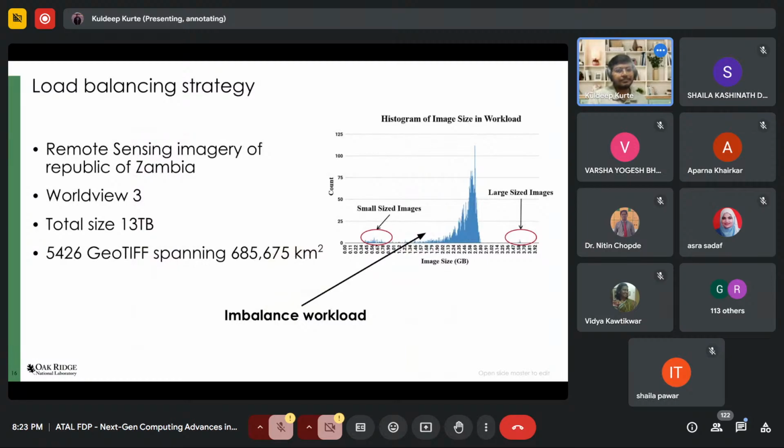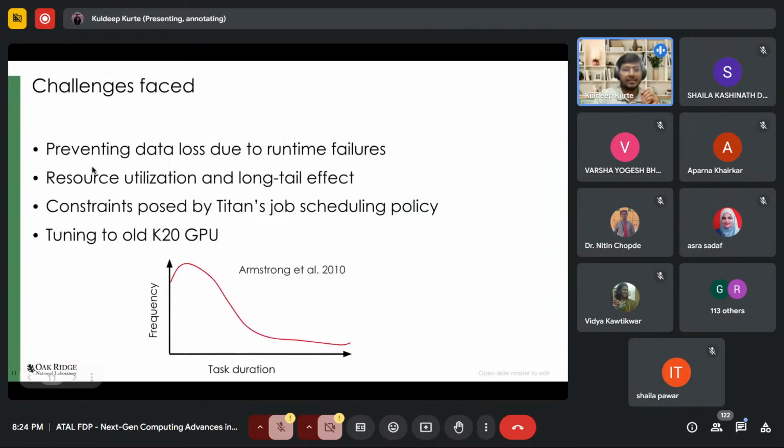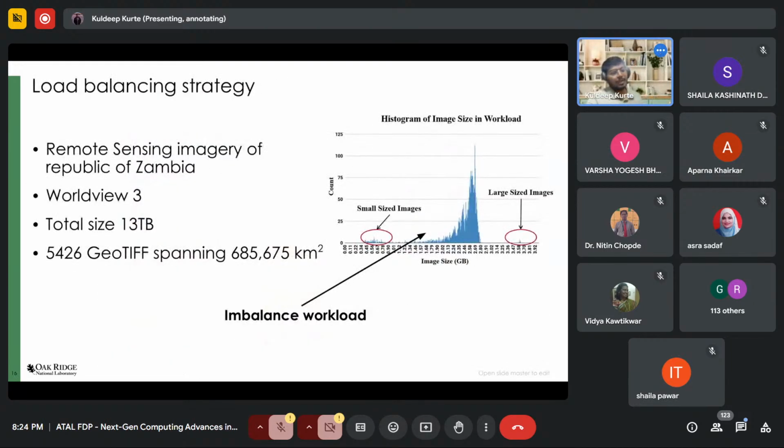Okay. So now I'll shift gears a little bit and talk about the load balancing strategy. Then we'll circle back and see why this load balancing is important, and how it is related to these first two challenges: resource utilization, the long tail effect, and to some extent preventing data loss.